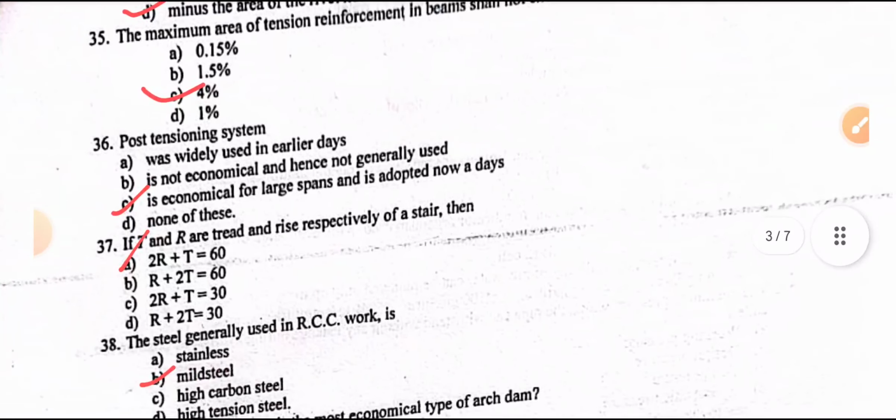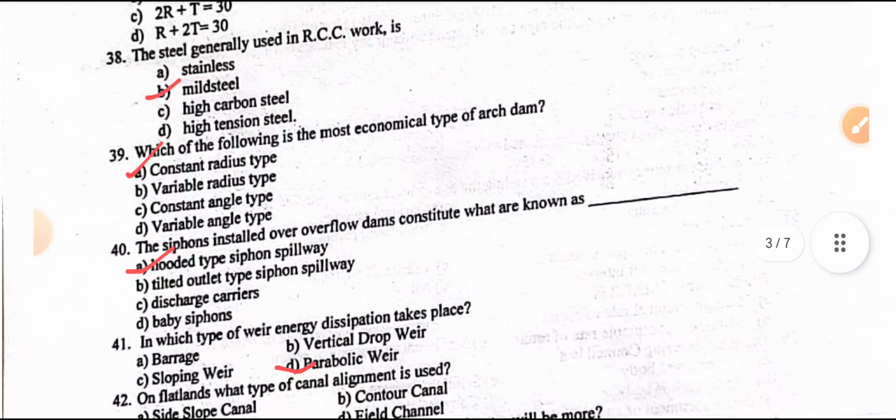If T and R are tread and rise respectively of a stair, then 2R plus T is equal to 60. 2 into riser plus tread is equal to 60. The steel generally used in RCC work is mild steel. Mild steel, it is generally used in RCC work.